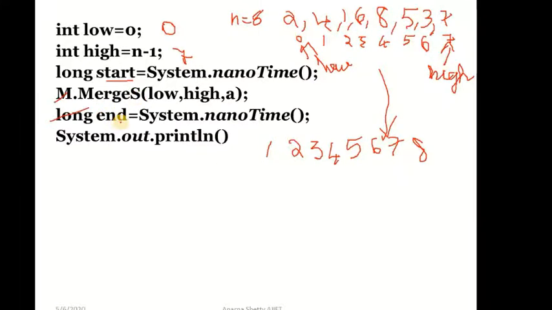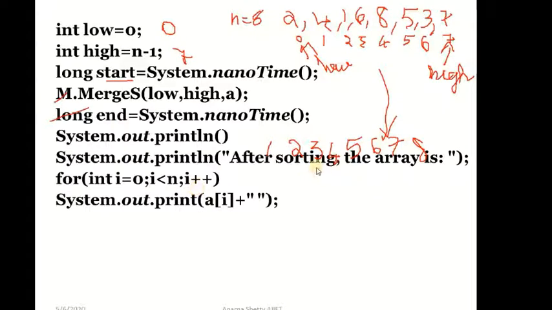Next, after sorting the array, I'm displaying the array elements after sorting. So it should be displayed like 1, 2, 3, 4, 5, 6, 7, 8. Here I'm just taking this example of 1 to 8. Actually, random numbers are generated, so it can be any numbers in the range 0 to 99. I will be displaying the array elements after sorting using this for loop.